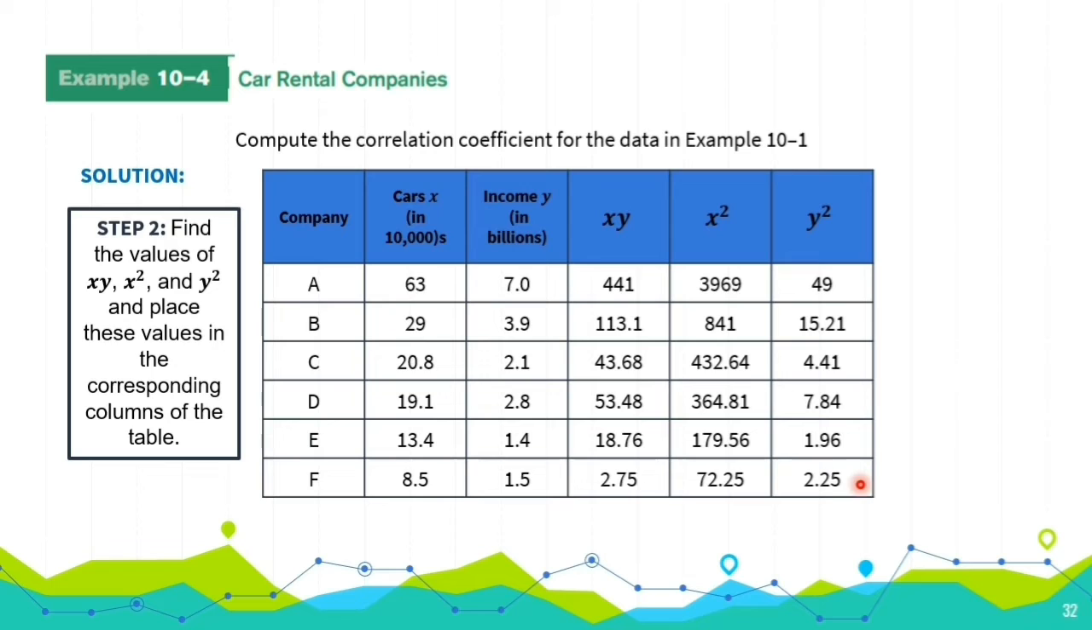After we complete the table, let's now find the sum of x, y, xy, x squared, and y squared. So for the x, we have the summation of x is equal to 153.8. Summation of y is equal to 18.7. Summation of xy is equal to 682.77. Summation of x squared is equal to 5,859.26. And summation of y squared is equal to 80.67.